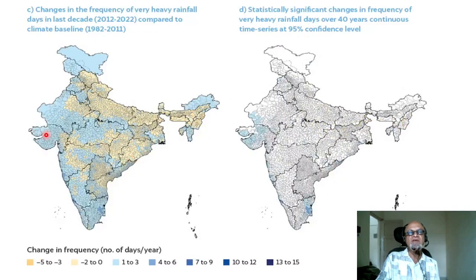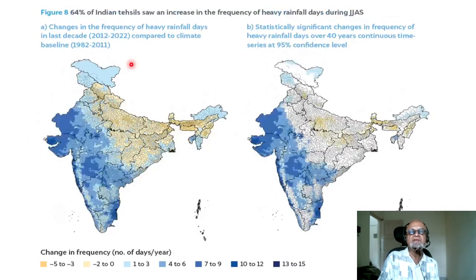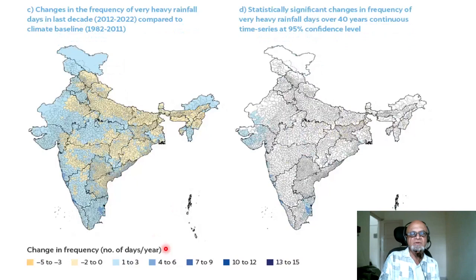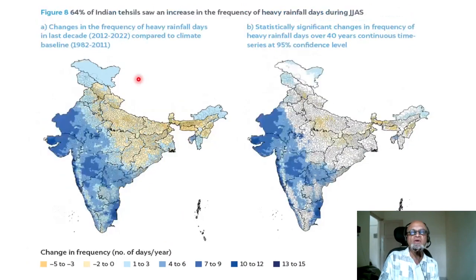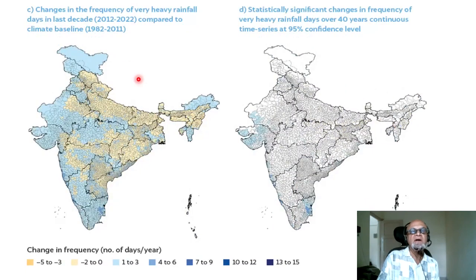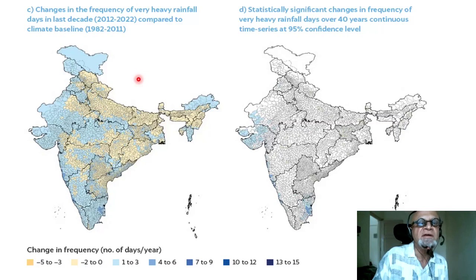Okay, changes in the frequency of very heavy rainfall days in the last decade, and this is the trend. So what's the difference? This one is just the number of tehsils that we are talking about, so number of days per year, whereas here you are looking at number of days per year in terms of change in frequency. So this is the heavy rainfall during JJAS. What am I missing? Very heavy rainfall days in the last decade compared to baseline.